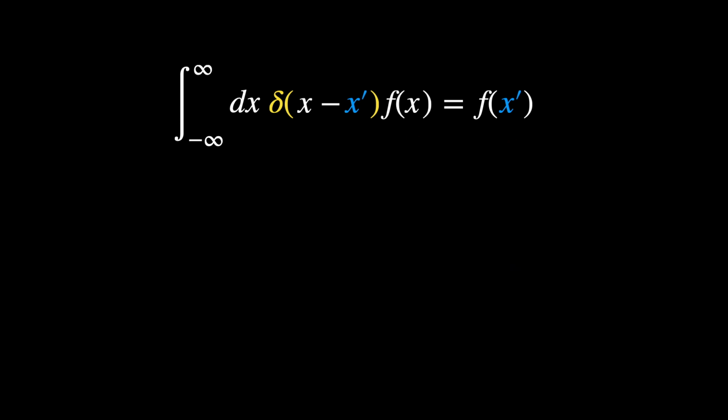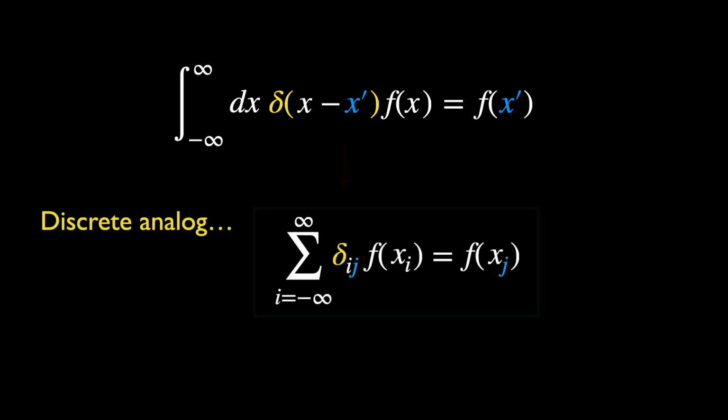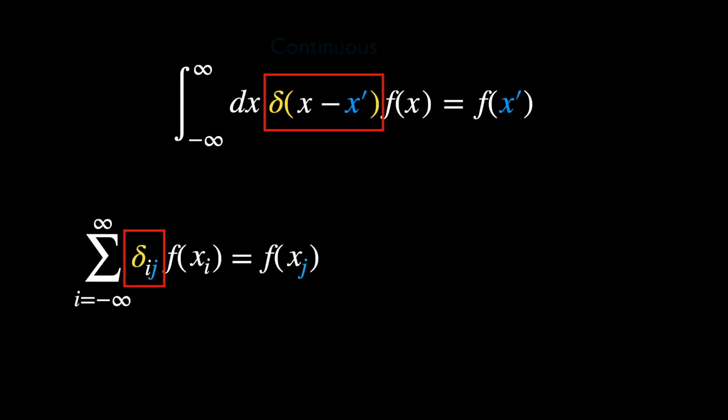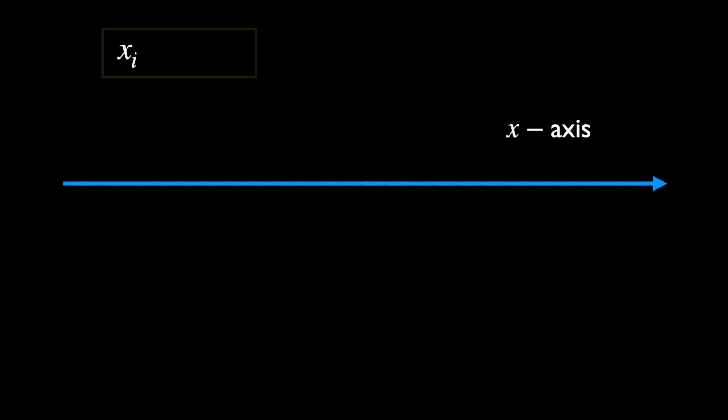We can understand why this works by looking at the discrete analog of this integral. An integral is actually like a sum, and the delta symbol is the discrete version of Dirac's function. This symbol is just the Kronecker's delta, which is defined like so. It has the value of 1 at the chosen point when i equals j, and 0 everywhere else. As a result, it is not surprising at all that this is able to pick out the function f at the point xj. The xi's are a set of regularly spaced positions along the x-axis.